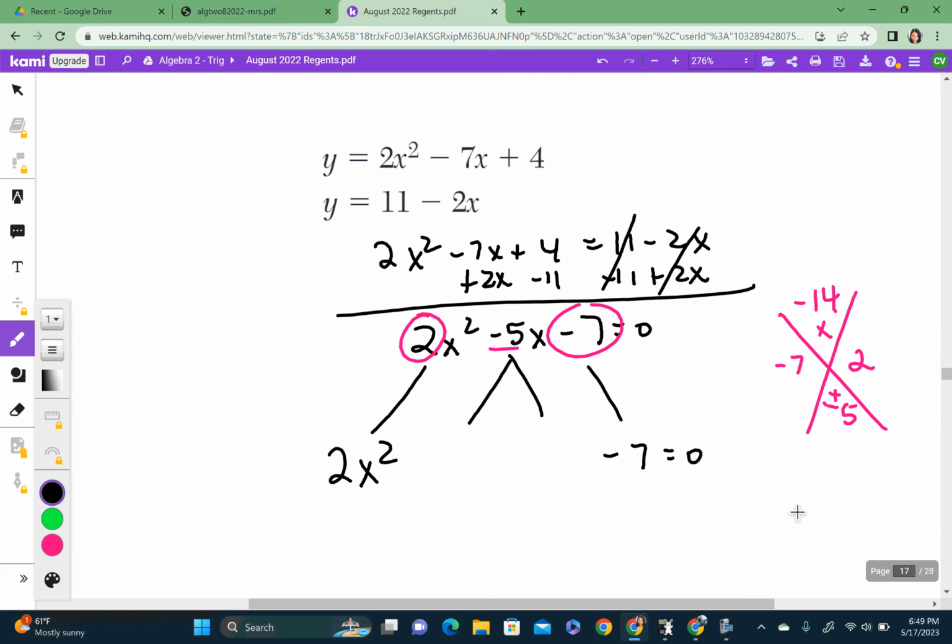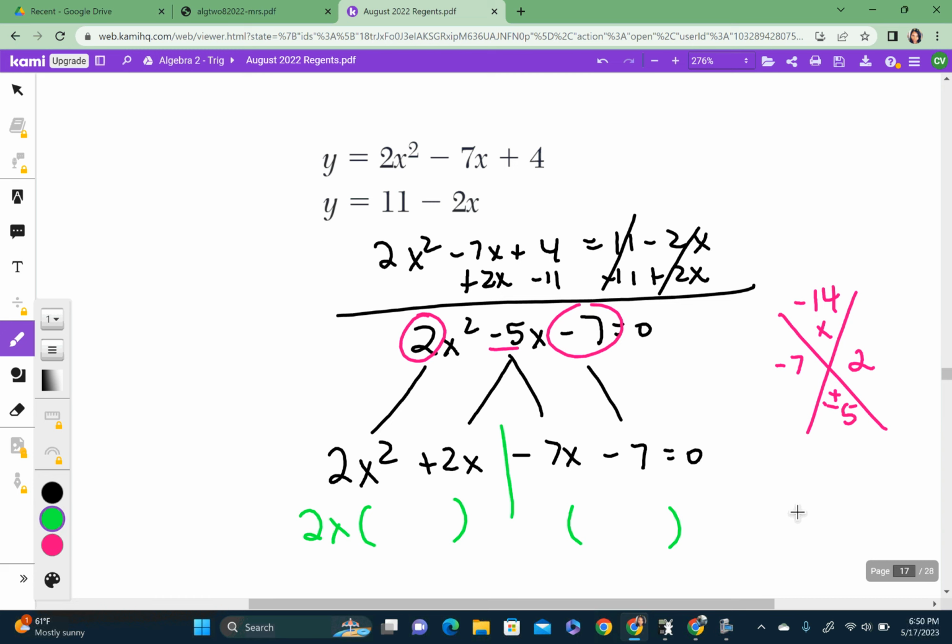And my negative 5, I'm going to split into negative 7 and 2. Since the 2 matches better with the 2x, I'm going to put that. And since the negative 7 matches with this negative 7, I'm going to put negative 7x here. And just like we did before, anytime there's 4 terms, split it down the middle, factor the left, factor the right.